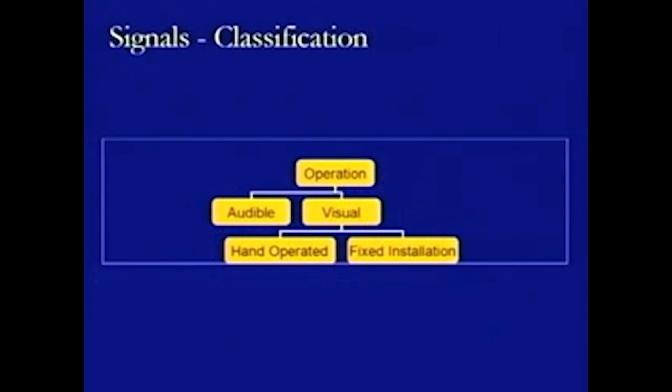Starting with the first classification, that is classification on the basis of operational characteristics, we find that these signals can be defined in two ways. One is audible, and the other is visual, that is, whether we are using our eyes to see the signals or our ears to listen to them. In the visual category, again they may be hand operated or they may be fixed installations. So, this is the way the signals are operated, and on the basis of that, this is the type of classification which can be provided.